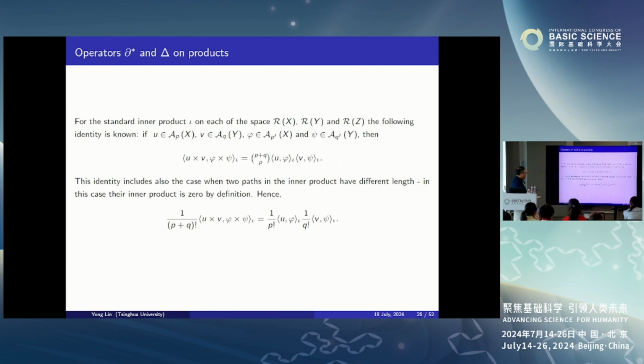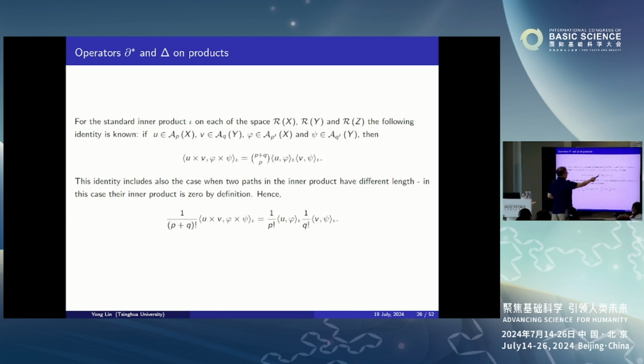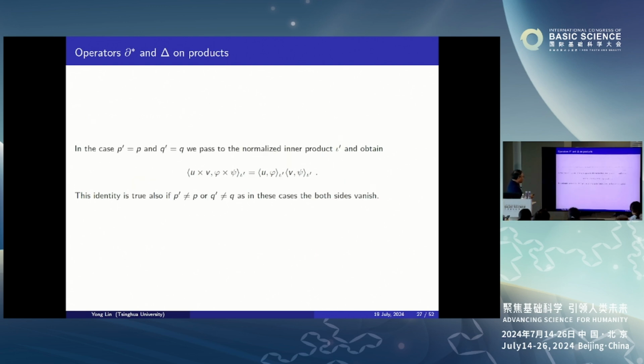Our definition depends on the inner product of the space. So what is the inner product on the product space? We can check this for the standard inner product. It actually looks not so nice because of the coefficient here. But for the normalized inner product, we have this, which looks good, because this is just the definition of the normalized inner product. So for the normalized inner product, we have this formula for the product space.